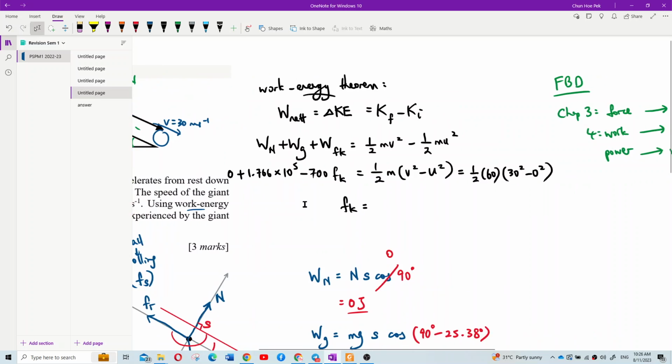Want to work out? Can just work out. 30 square multiply 60 divided by 2 minus 1.766 exponent 5, divided by 700.